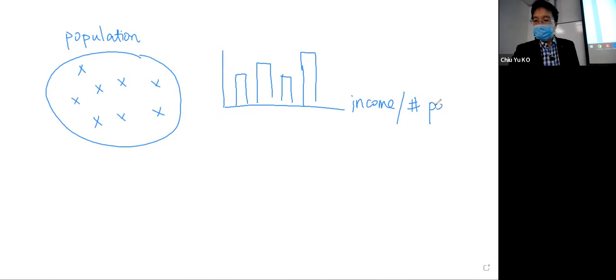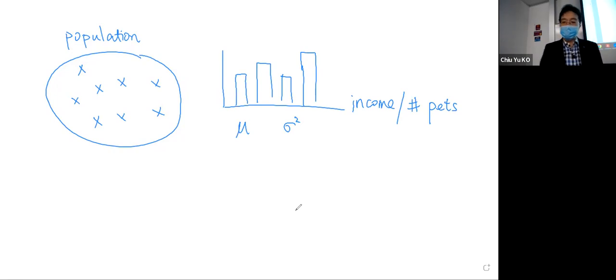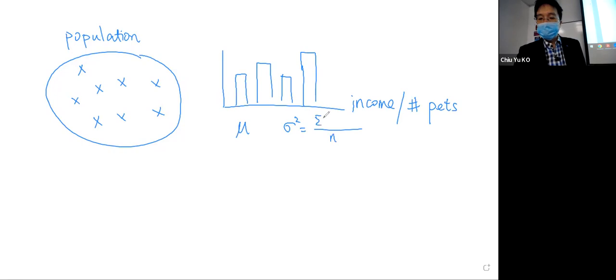The number of packs will be discrete, and income will be continuous, but either way you can put a plot graph or a histogram to represent this data. Also you can calculate the mean, which is mu, and the variance. Do note that this variance is over n, not over n-1, because this is the population and you have everything there.